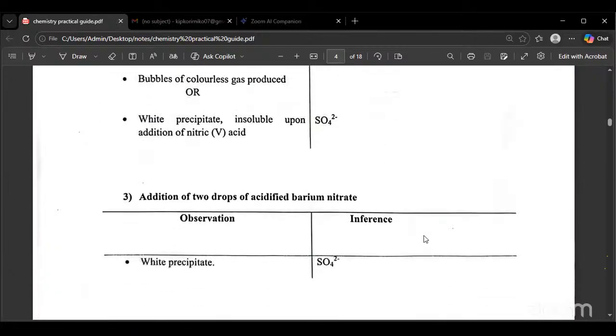So we continue. Addition of 2 drops of acidified barium nitrate. Now, sometimes they tell you it is acidified, so it will precipitate sulfate ions. Acidified, there's a reason why it is called acidified. They have added a few drops of an acid, mostly sulfuric acid. So we say sulfate ions present.